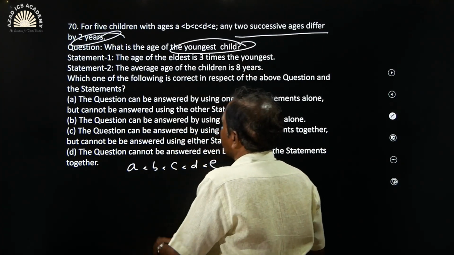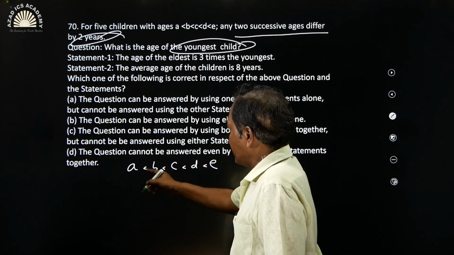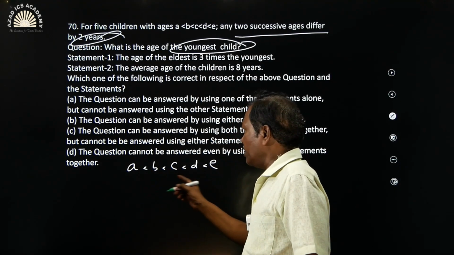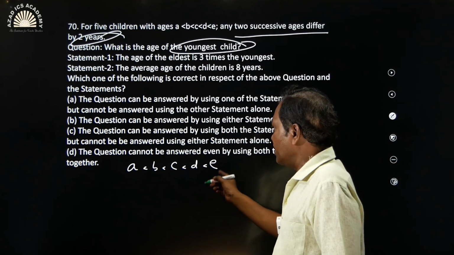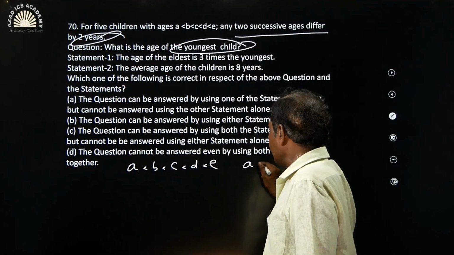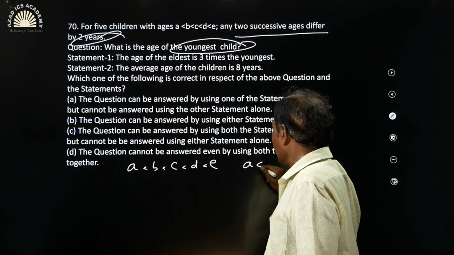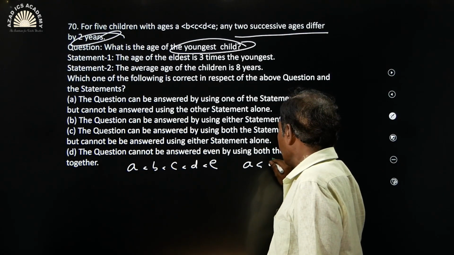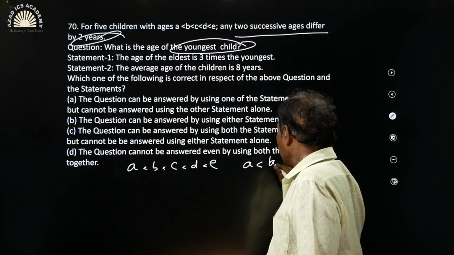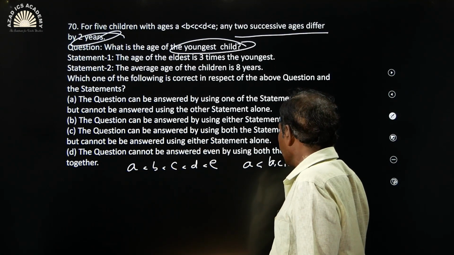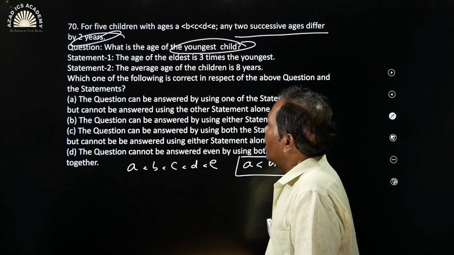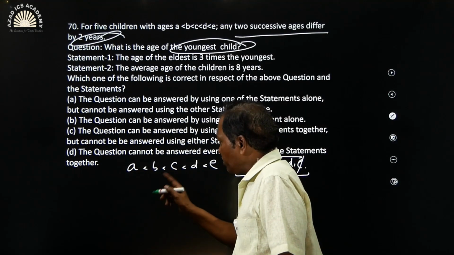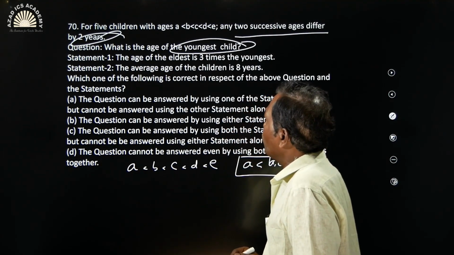Youngest, like who is the youngest? A is smaller than B, A is younger than B, younger than C, younger than D. So it means A is younger than all. A is younger than B, C, D and E. So this is the thing. So what is the age of A? Let's see that, because they differ each by 2 years.